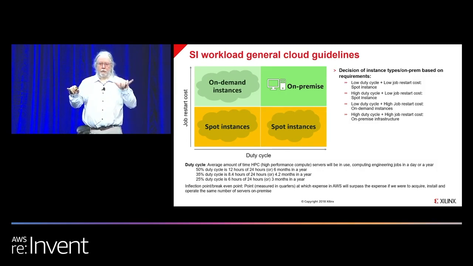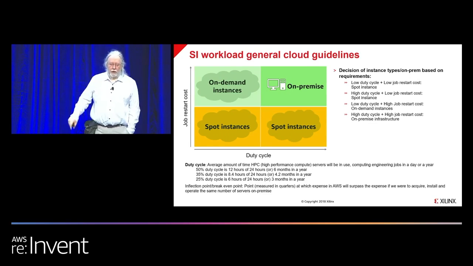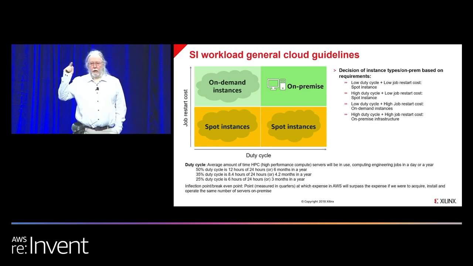So if you're running 3 months out of 12, your duty cycle is 25%. Whereas if you're running consistently through the entire year, like if you're running block level SDA, that's 100% duty cycle, you're running all the time. So if you do duty cycle versus job restart, you'll see that the top right corner, where you're running the jobs constantly all the time, and where the cost to restart a job is high, you just run it on-prem. It's the safest thing to do.